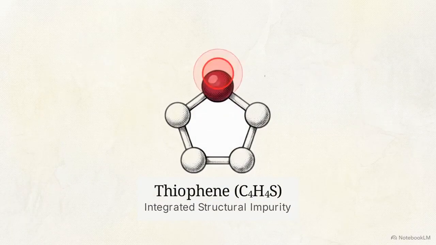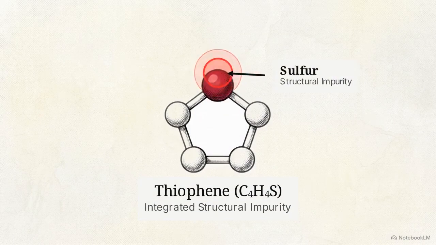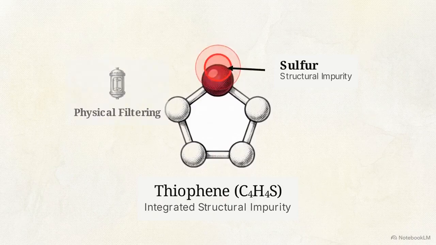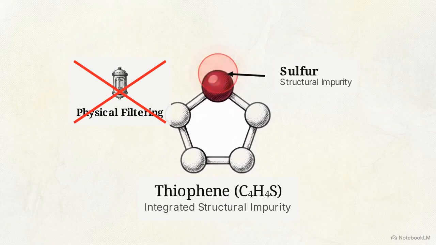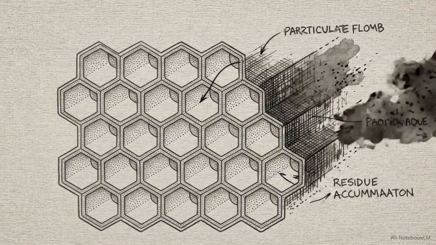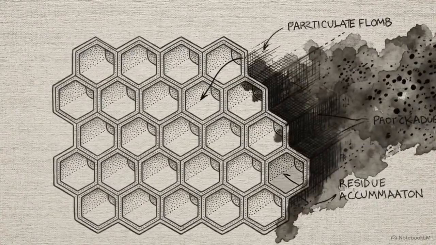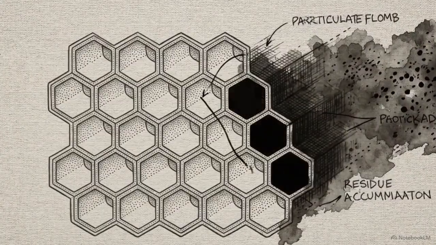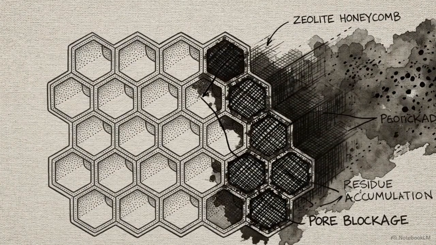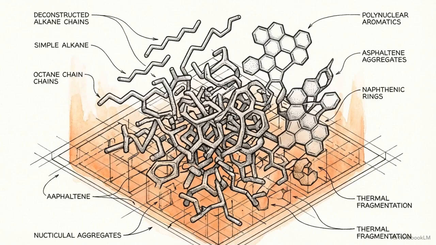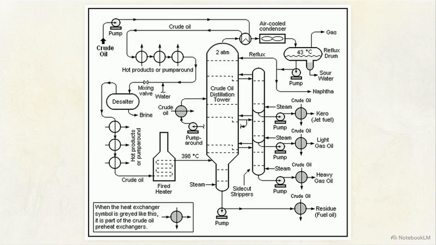Sulfur is often structurally integrated into the molecules themselves, as seen in thiophene. This makes the impurity impossible to remove through simple physical filtering. If these heteroatoms and trace metals like vanadium are not removed, they act as catalyst poisons, permanently deactivating materials needed for downstream chemical conversion. To manage these chemical constraints, we must first use thermodynamics to sort the crude by molecule size. The process begins at the crude distillation unit, or CDU.